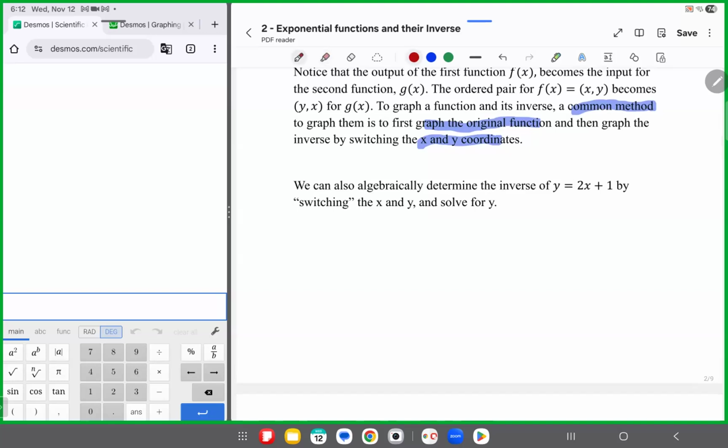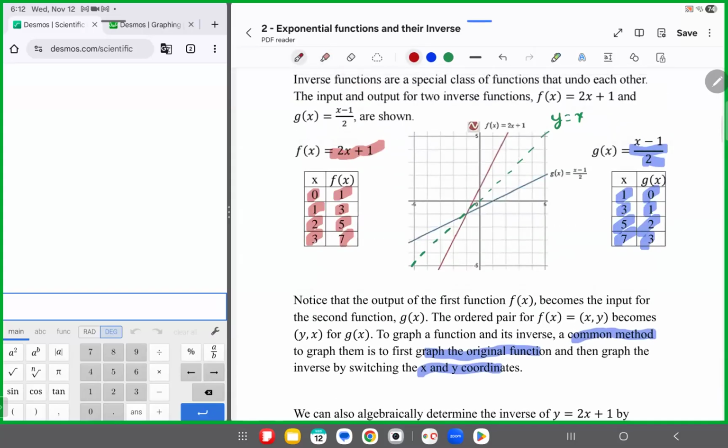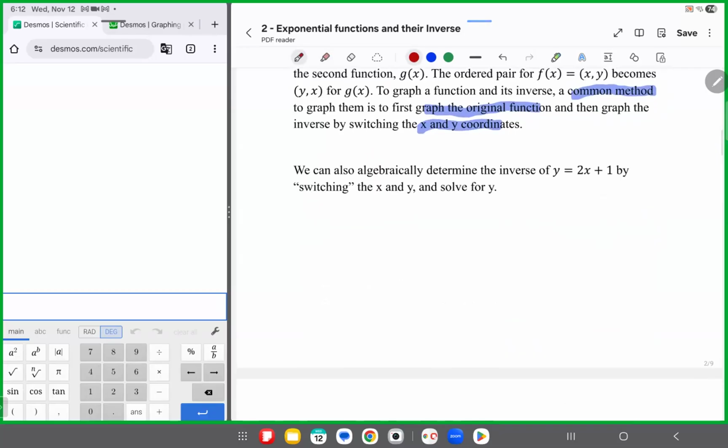And so we can do this by taking our x and y and swapping them. So here, if we start with the original equation, y is equal to 2x plus 1, we can solve for the inverse by swapping the position of x and y. So we make this x is equal to 2y plus 1, and then we solve for y.